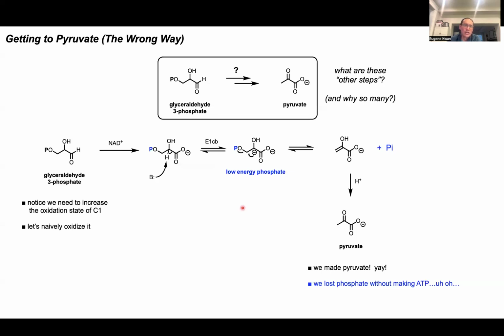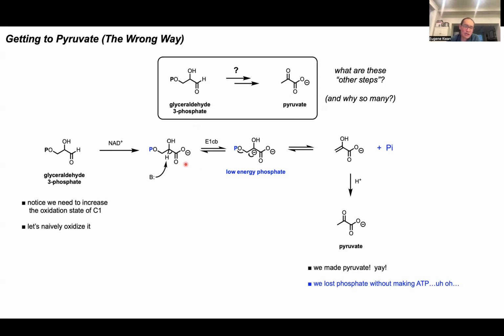Okay, so how do we get from glyceraldehyde to pyruvate, right? We know that's where we need to end up. So can we just draw some sort of naive arrows that will get us there? Okay, well, of course, we already talked about the fact that we have to oxidize glyceraldehyde to this glycerate, and you can do that with NAD+. Okay, so let's just imagine you do that.